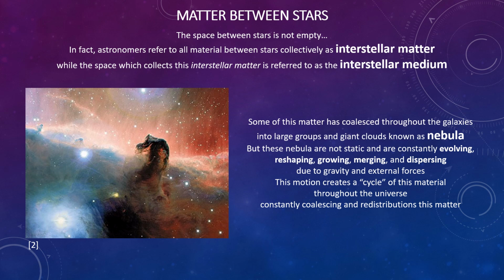So some of this interstellar matter has coalesced throughout the galaxy into large groups and clouds, which we call nebulae. But not all nebulae are static, and they're all constantly evolving. They're reshaping, growing, dispersing, and merging together due to the gravity from their own mass and external forces, such as intense radiation from stars. This motion creates a cycle of the interstellar material throughout the universe that is constantly coalescing and then redistributing itself. And so the space between stars is incredibly vibrant with activity.